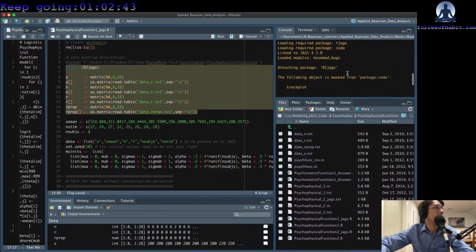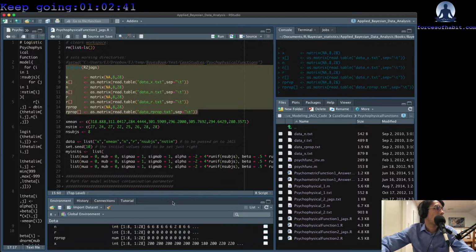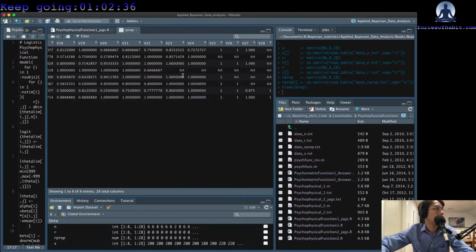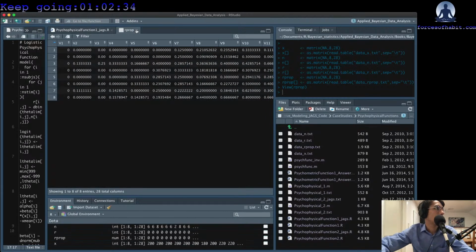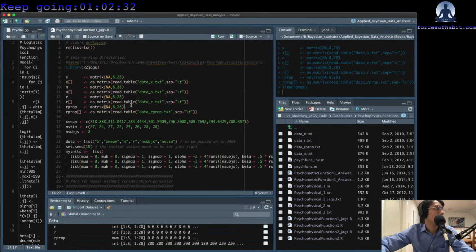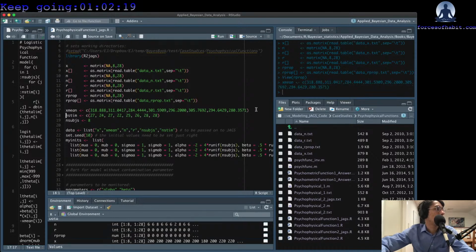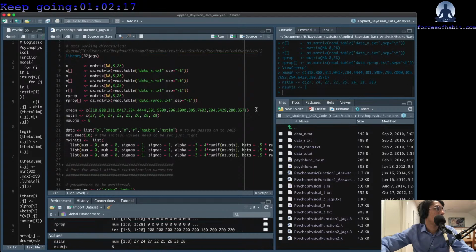So we get loads of plots, RPORP. So these are the probabilities. So what's RPORP with respect to R? Nothing. And then we have the means, number of stimulus for each of the subjects, number of subjects.